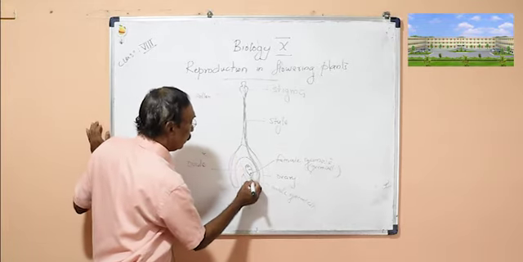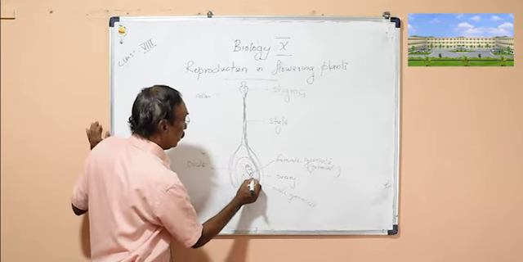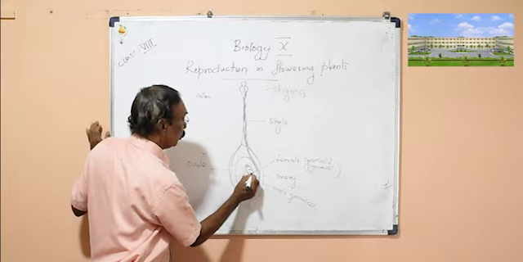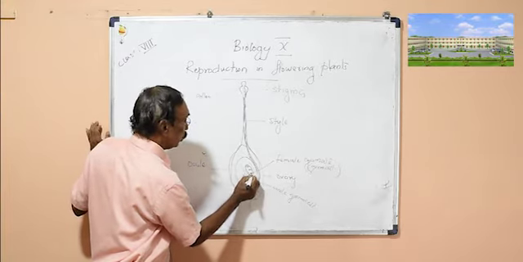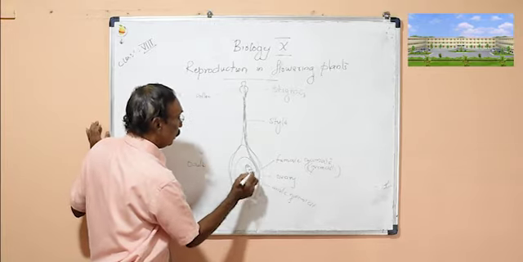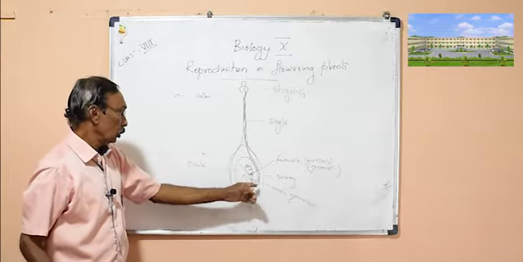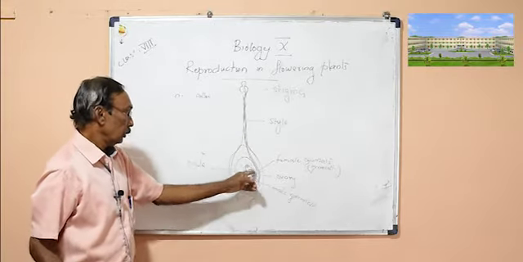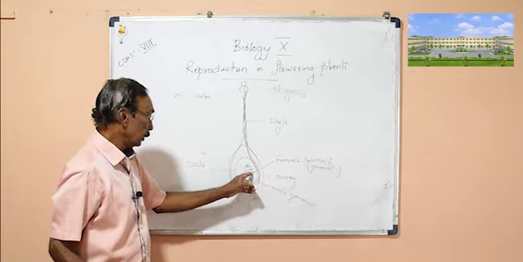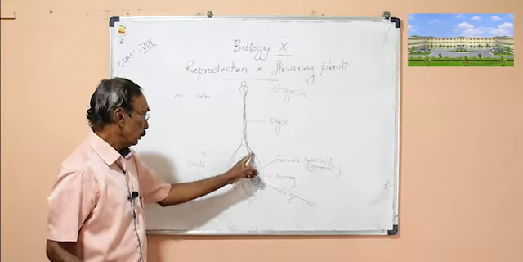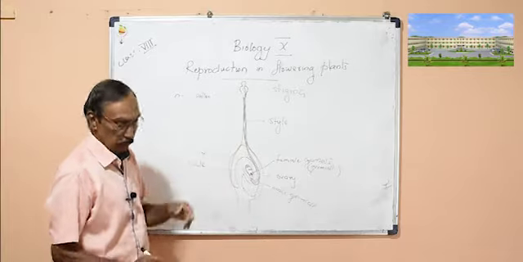After some time, the pollen tube will break. The male germ cell will go and fuse with the female germ cell. Both the two cells will fuse together, and then a zygote will be formed. After the growth of the pollen tube, it will directly enter inside the ovule. So this is the ovule, this is the ovary, this is the style, and this is the stigma.